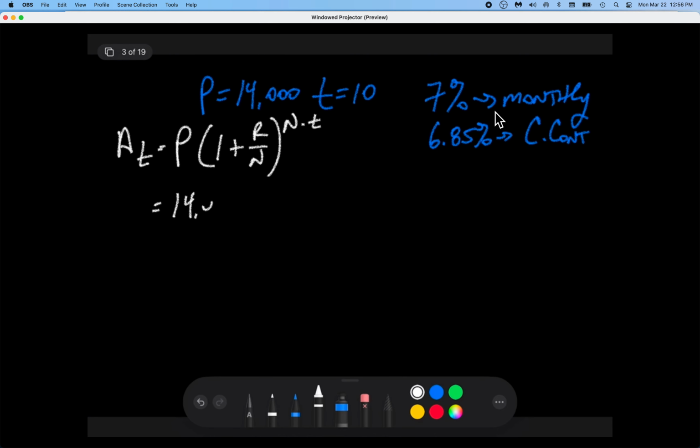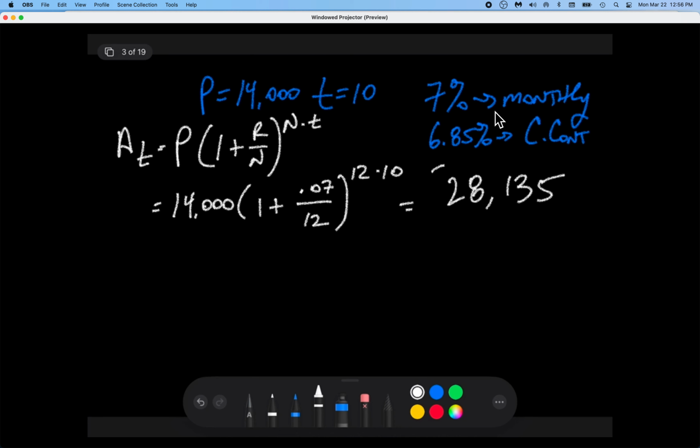We have 14,000 times 1 plus 0.07 over 12, times 12 times 10. And when you plug all of that in a calculator, raise it to the power of 120, you end up with 28,135 for part A. Part B, whenever you see the phrase compounding continuously, we use a different formula.